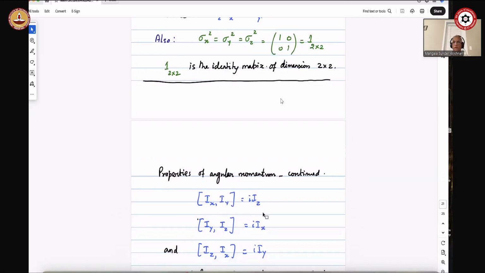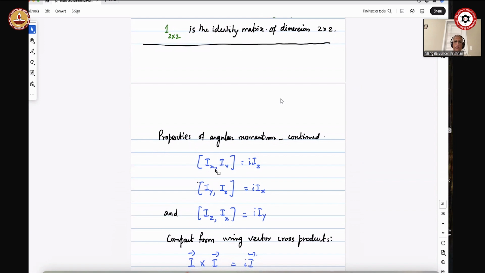So now comes the most important relationship in quantum mechanics and in the theory of angular momentum. The commutator of Ix and Iy, which is Ix Iy minus Iy Ix, is i Iz. It's a fundamental relation. You take y, z, you get x. You take z, x, you get y. So it's a cyclic permutation.